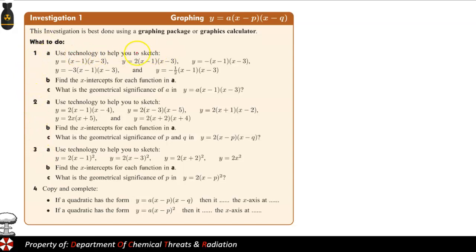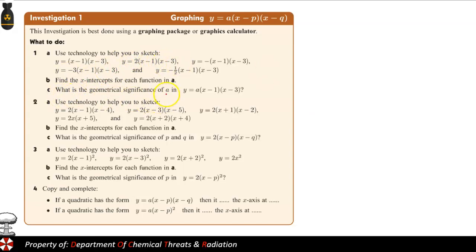It says use technology to sketch. You can use something like GeoGebra for this. Plug in this function. You can just write it exactly like this and it'll graph it for you. So sketch all of these. Something like Desmos or GeoGebra in particular lets you turn these on and off so you can switch between them. Then it says to find the intercepts for each function. So using your book, just make a note of this stuff as you go.